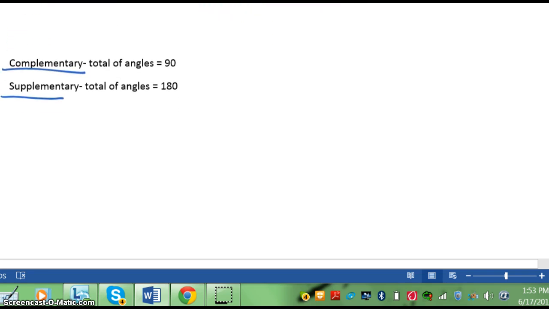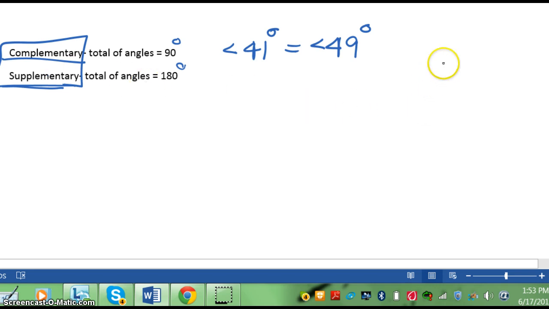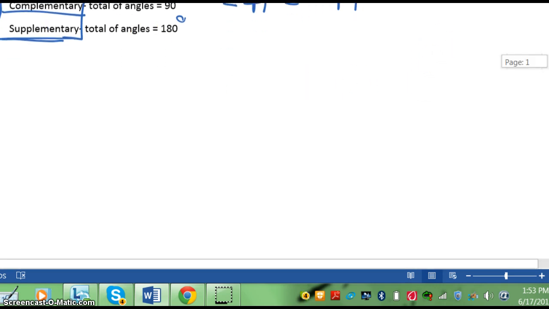Complementary angles, they're angles that total 90 degrees. Complementary would be 90 degrees. So if they ask you, what is the complementary angle of 47 degrees? You would say 43. Supplementary, 180 degrees. The total of the angles equals 180 degrees. Again, these 2 words are very important that you know. Complementary, 90 degrees. Supplementary, 180 degrees.